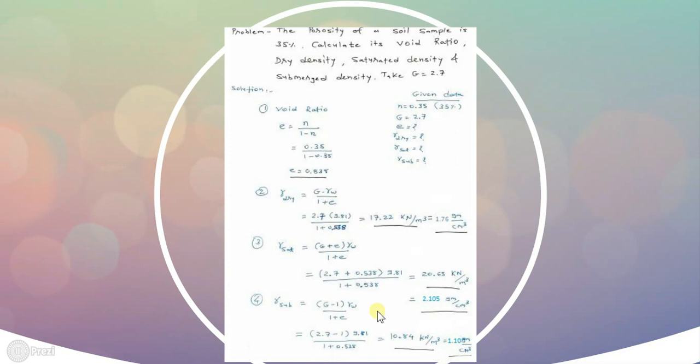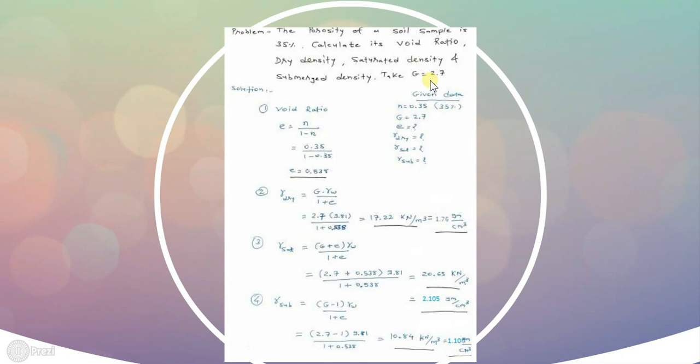Problem 1. The porosity of a soil sample is 35%. Calculate its void ratio, dry density, saturated density and submerged density. Take G is equal to 2.7. Specific gravity is given and porosity N is given here. So I suggest you practice writing the given data before solving any of the problems or numericals.